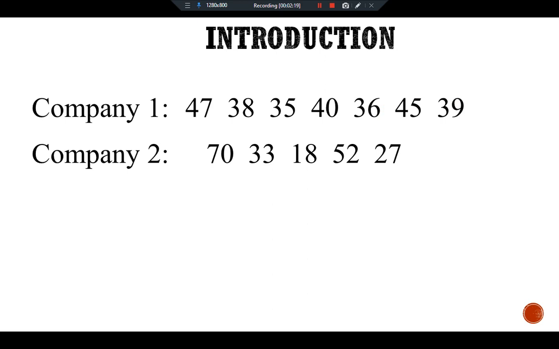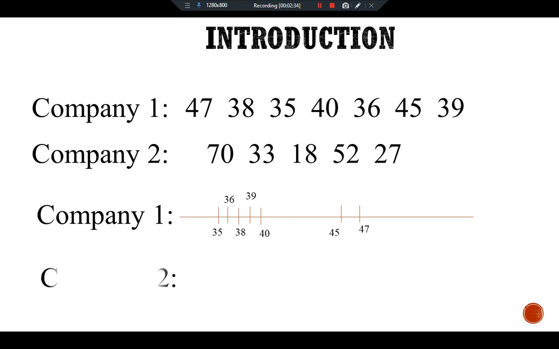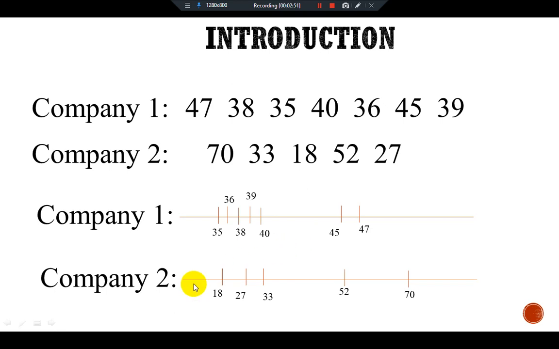However, the variation in the workers' ages for each of these two companies is very different. If we see the age distribution for company 1 like that, and for company 2, the age distribution is like that. So we can see the ages of the workers at the second company have much larger variation as compared to the ages of the workers of the first company.